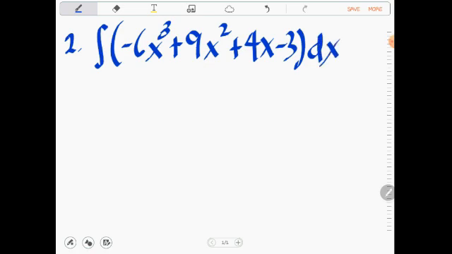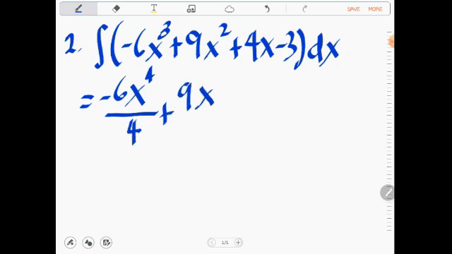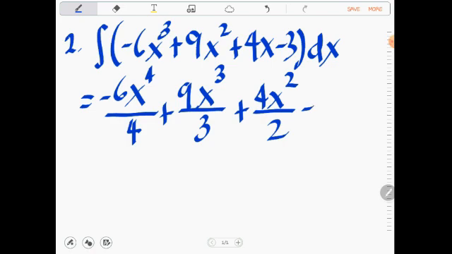Okay? Same pa rin ang gagawin natin. So, katulad ng mga video na ginawa natin last modules. Basic integration pa rin. So, this is negative 6, x raised to 3 plus 1 is 4. Okay? So, this is exponent natin ay 4 all over 4, plus 9 x cubed all over 3, plus 4x squared all over 2, minus 3x plus the arbitrary constant c.